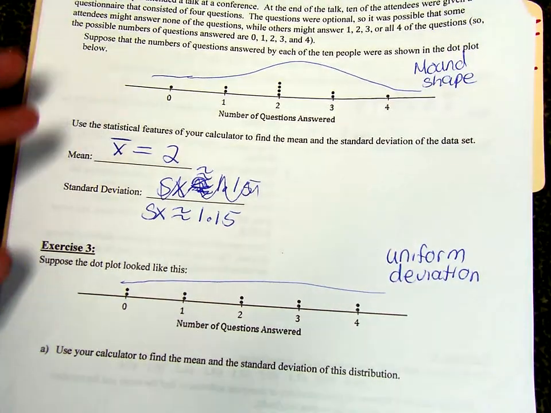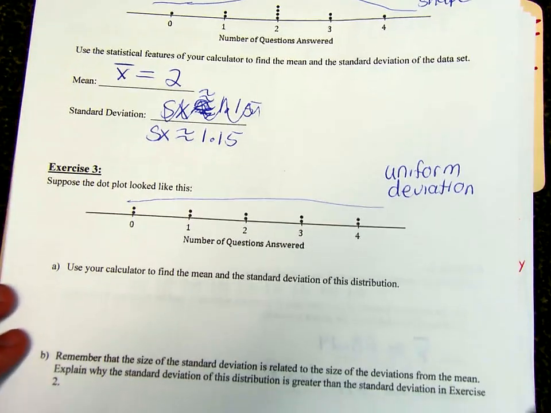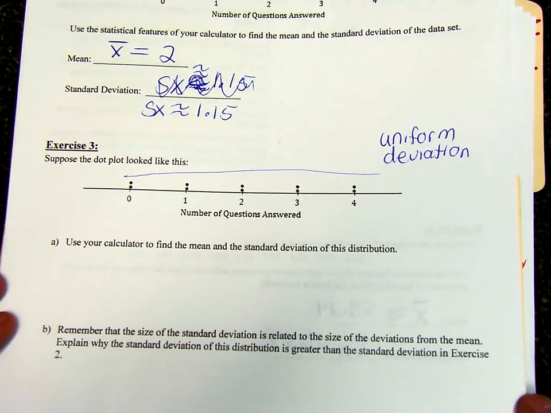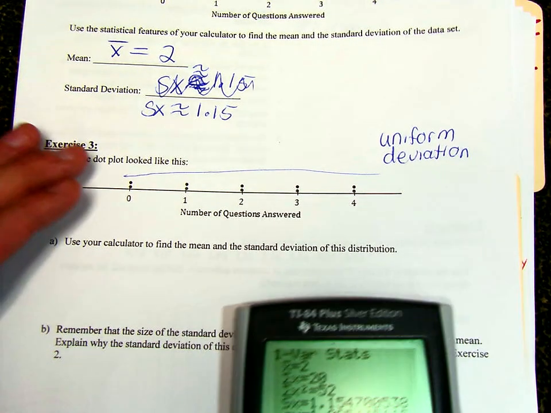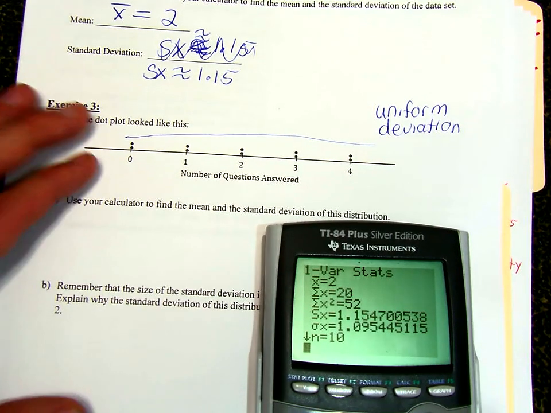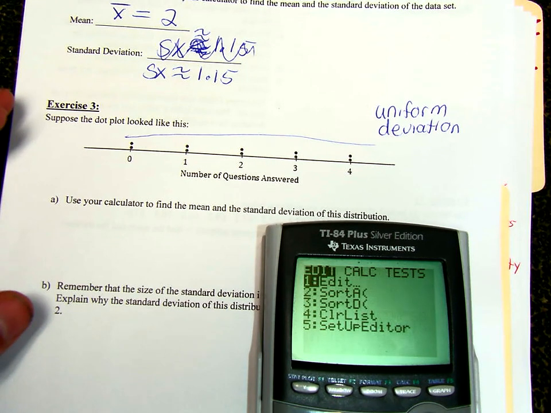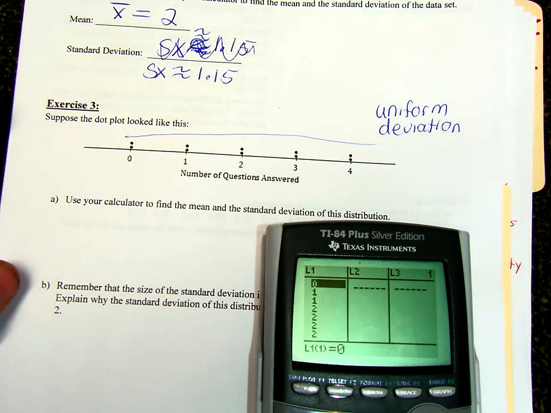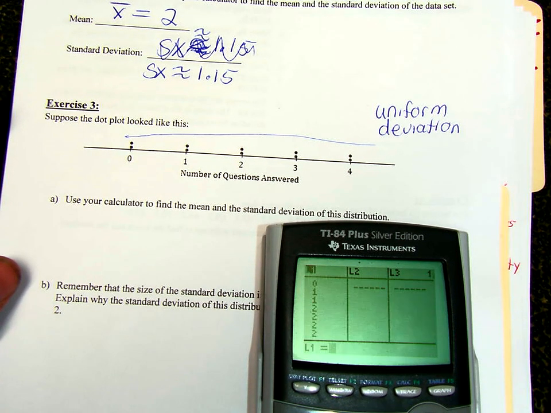So now let's look at this. They want us to use our calculator to find the mean and the standard deviation of this distribution. So here, I'm going to type in my list. I go to Stat, Edit. I go up to L1, hit Clear and push down.